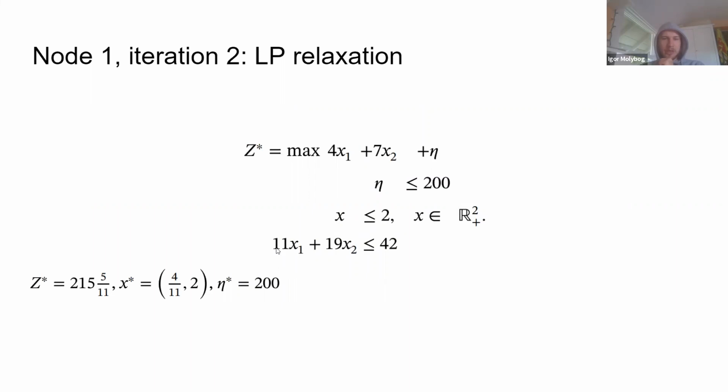So now, since we have added this new constraint, we can transition to the second iteration and solve the LP relaxation for that. So after the solution of the LP relaxation, our new optimal vector x star is equal to (4/11, 2), and our eta is still equal to 200.